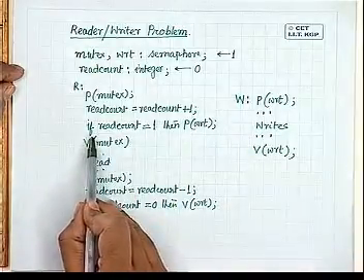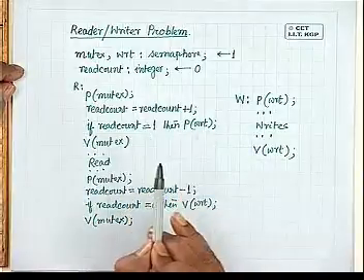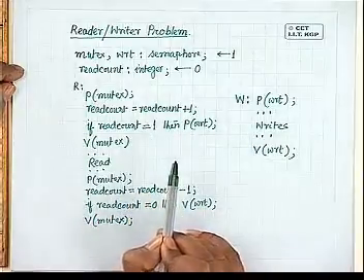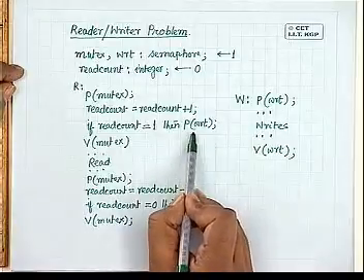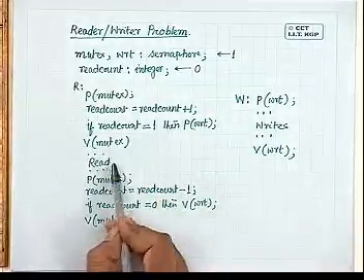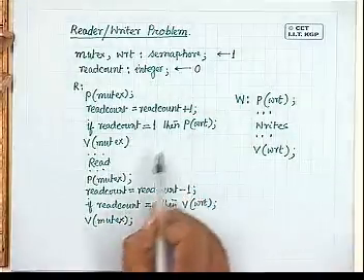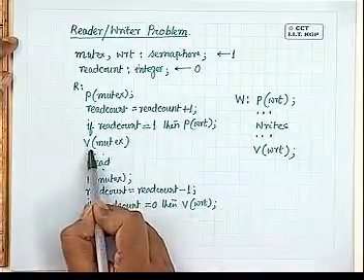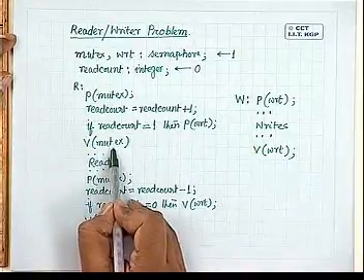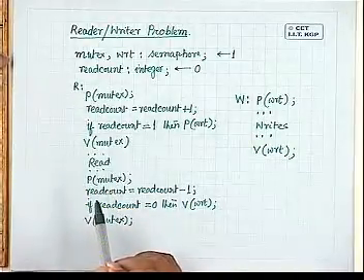So, this process now finds that read count is equal to 1, so it will perform this P write semaphore operation. Okay. P write will also be successful because initially we have said that there is no other process trying to access this file. So, the reader process will perform V mutex operation and starts reading the content of the file.